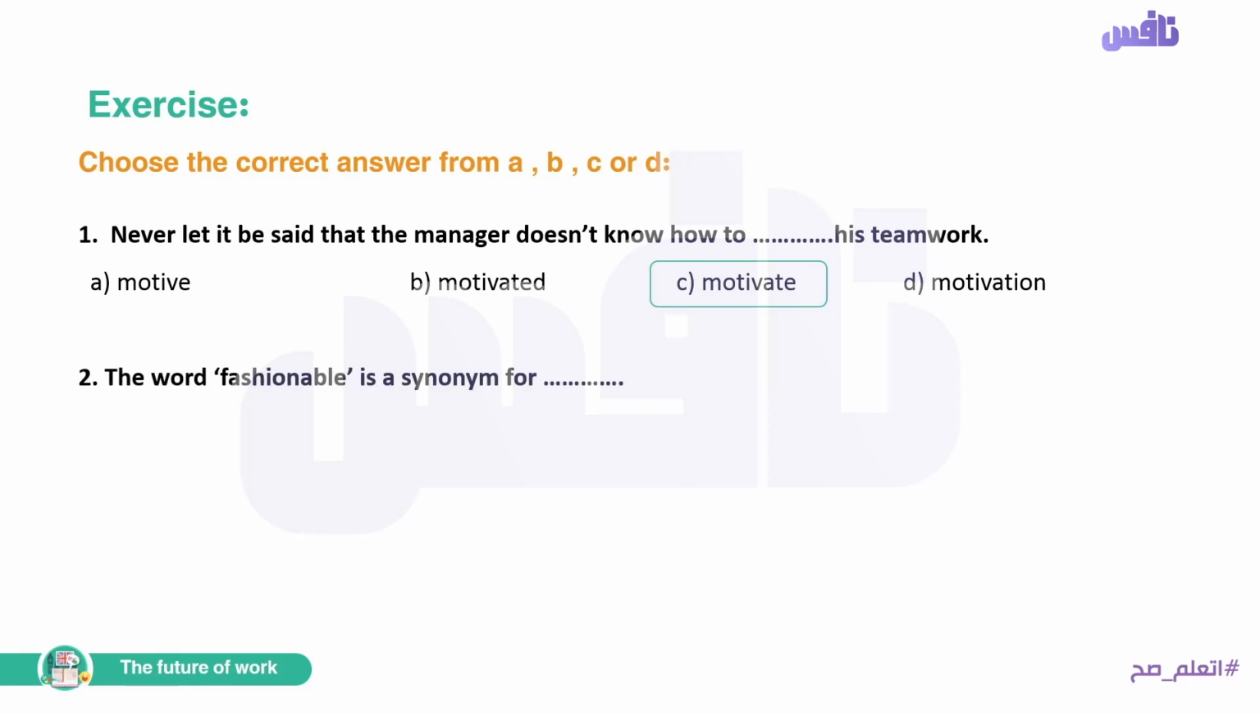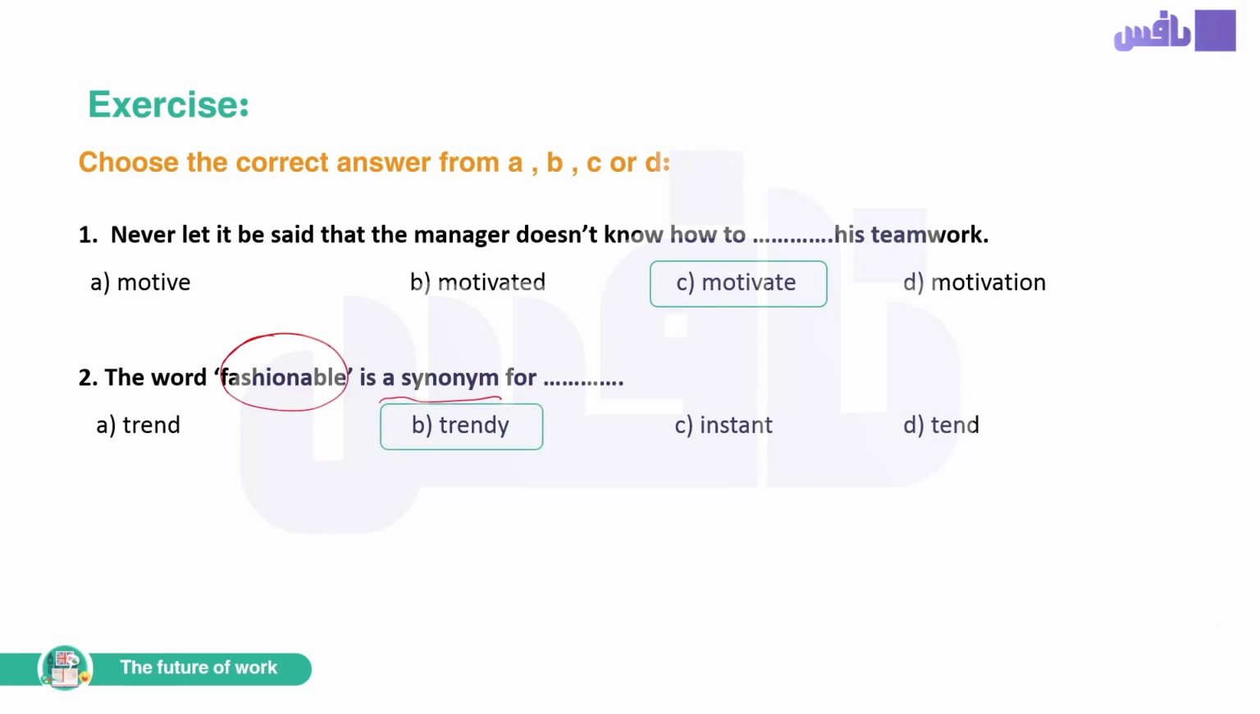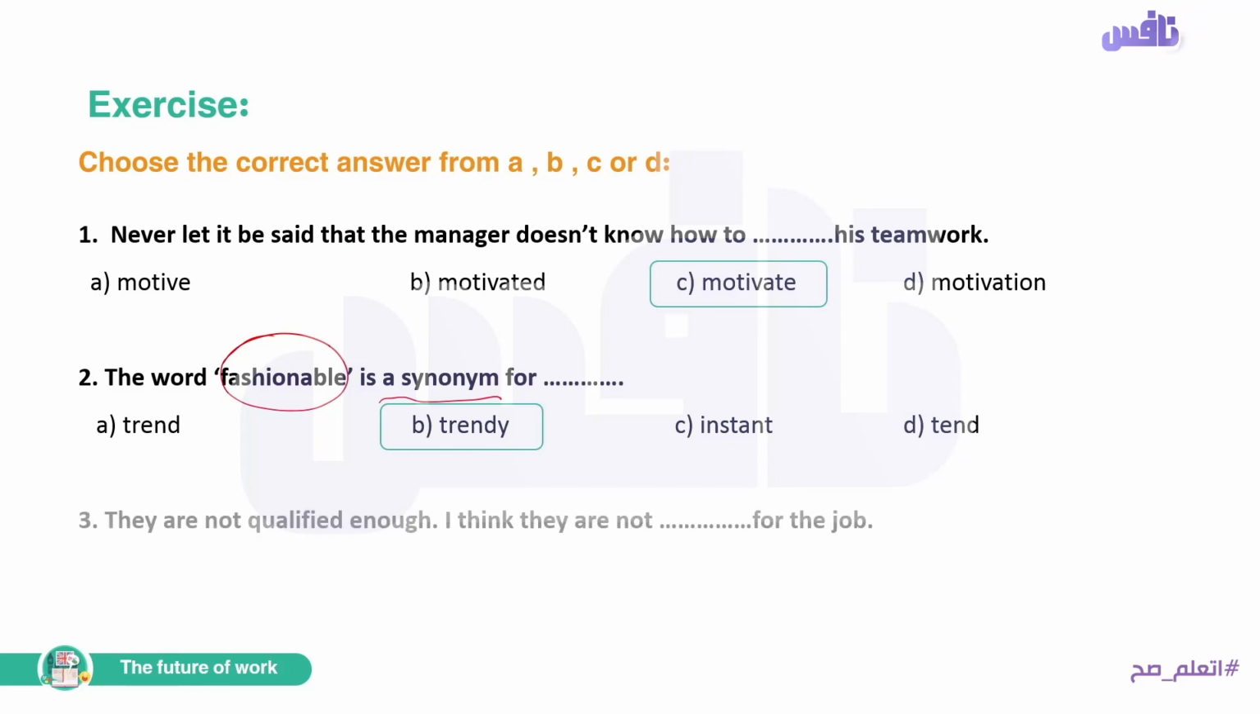طيب عندنا في number 2 the word fashionable is a synonym for. كلمة fashionable دي هي synonym بمعنى مرادف أو معنى. طبعا opposite بتاعها antonym. طيب هي synonym لإيه؟ لترند. دي طبعا fashionable دي adjective صفة. طب احنا محتاجين كده صفة. طيب trend دي توجه noun. trendy بمعنى عصري على الموضة. Yes that's it it's the correct answer. لكن عندنا instant بمعنى فوري أو سريع أو لحظة وtend بمعنى يميل إلى tend to.